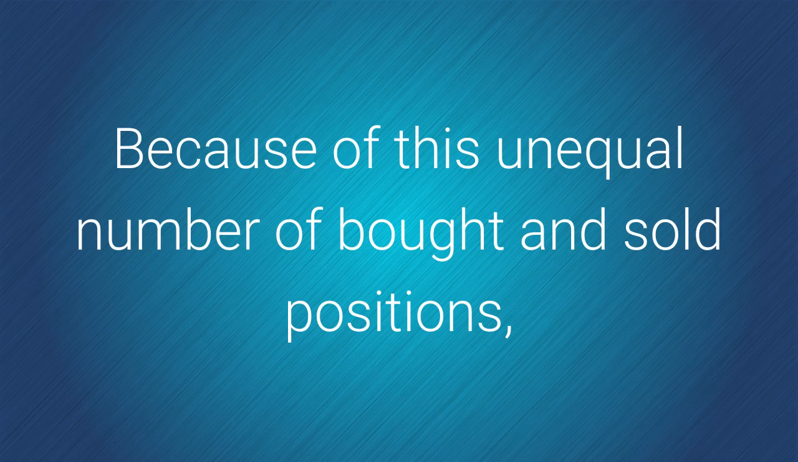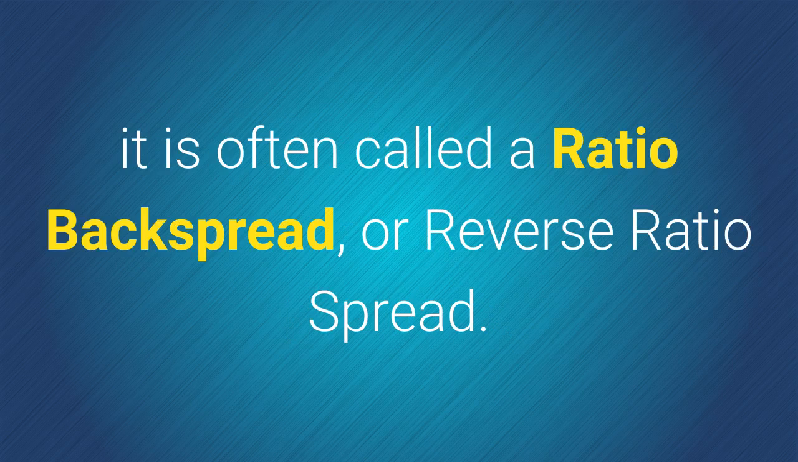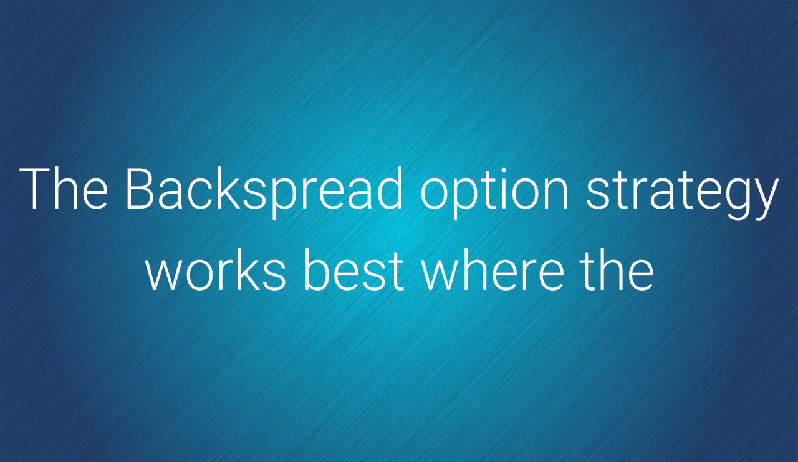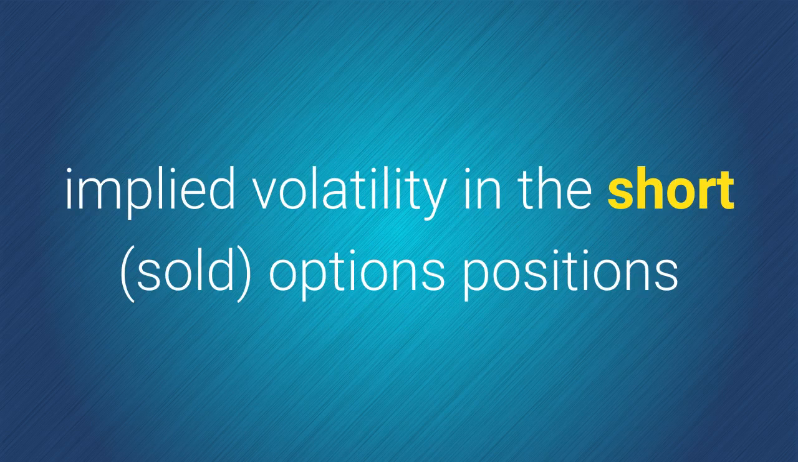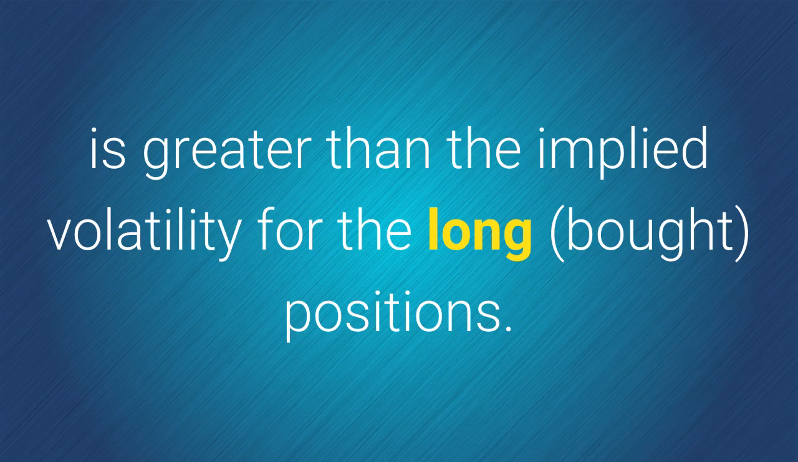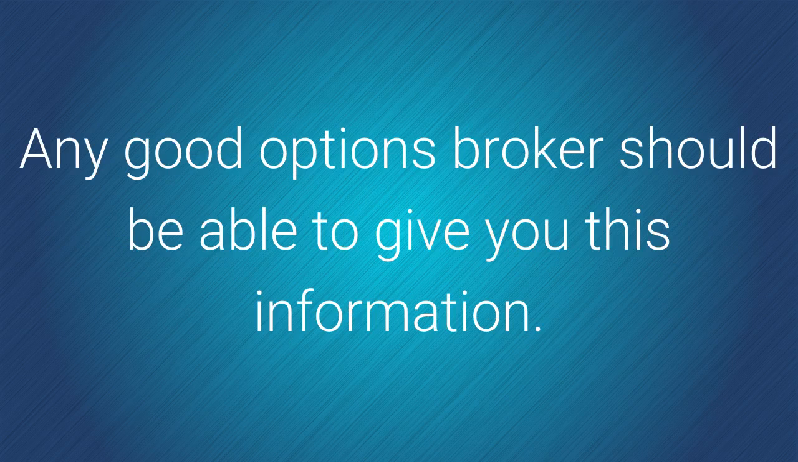Because of this unequal number of bought and sold positions, it is often called a ratio backspread or reverse ratio spread. The backspread option strategy works best where the implied volatility in the short, that is the sold positions, is greater than the implied volatility for the long, that is the bought positions. Any good options broker should be able to give you this information.